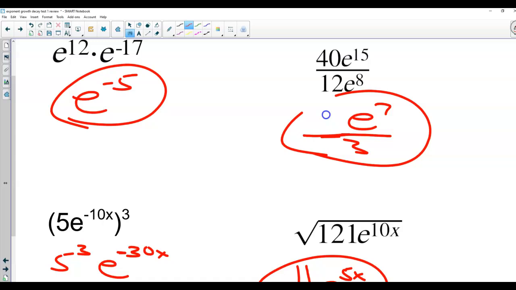40 divided by 4 is 10. You may have caught that mistake earlier. Hopefully you see it now. So that answer should be 10e to the 7th over 3, not 8e to the 7th over 3. Hopefully you see my mistake and are able to correct it.